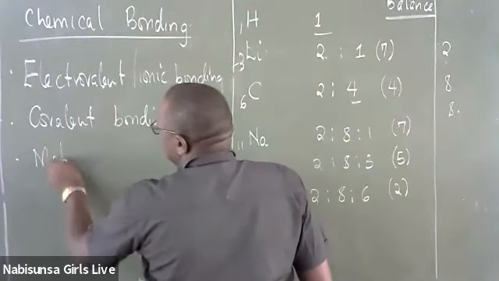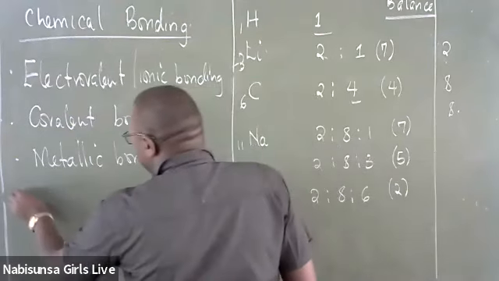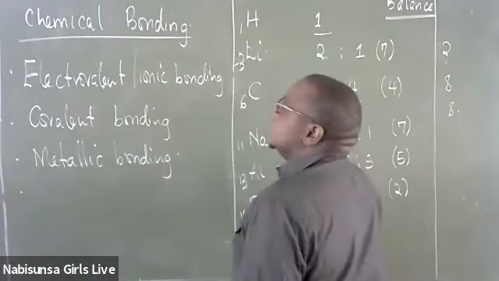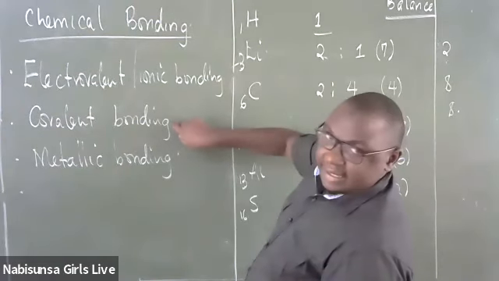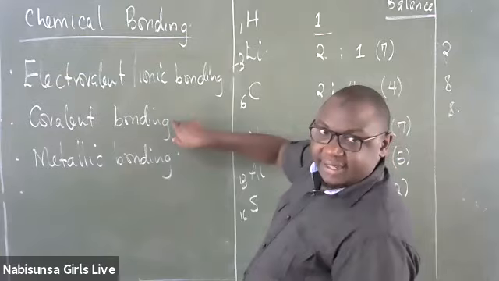Metallic bonding, Van der Waals forces. Ionic bonding, we shall talk about it, but it's going to be falling under here. Okay? So ionic is the same as electrovalent.